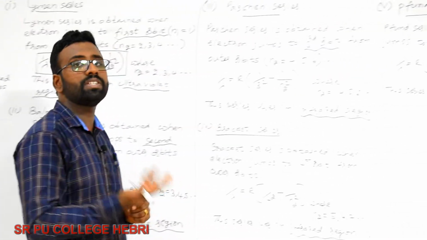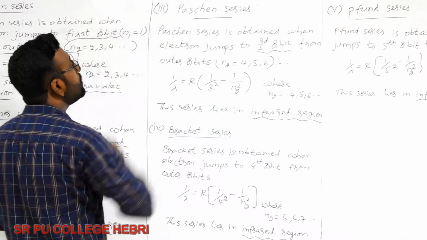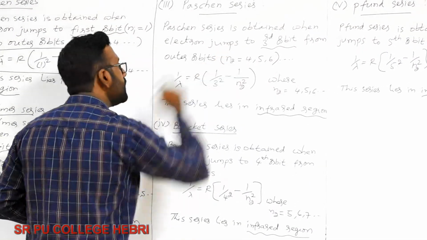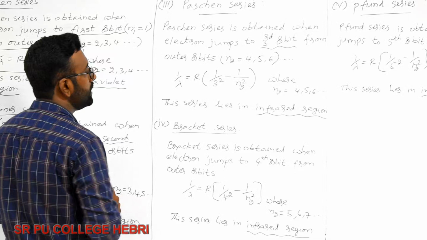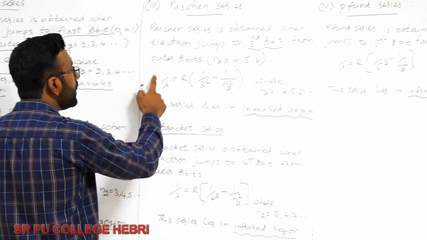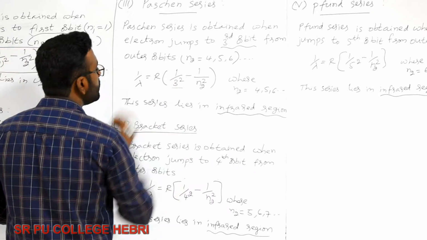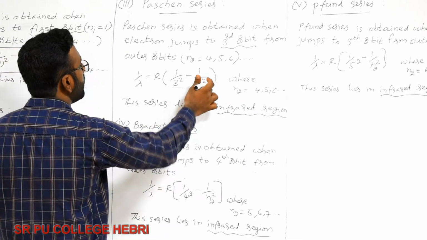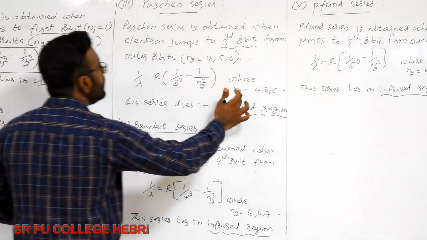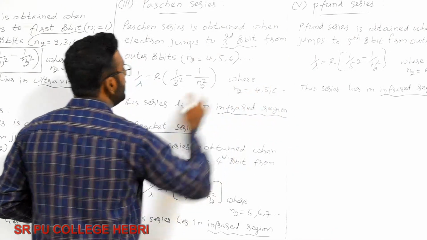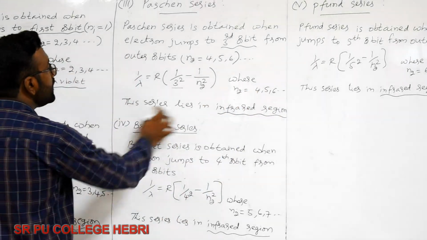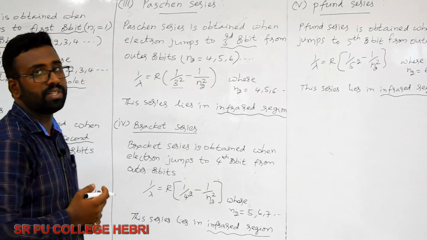Next one, it is about Paschen series. So similar explanation can be given. Paschen series is obtained when electron jumps to third orbit from the outer orbits. So equation can be given: 1 by lambda is equal to R into 1 divided by 3 square minus 1 divided by n2 square, where n2 is equal to 4, 5, 6, etc. So this series lies in the infrared region.